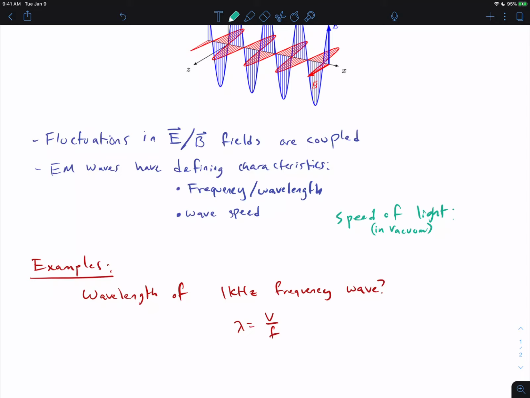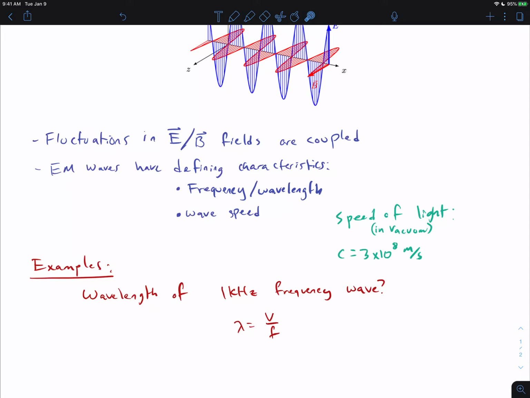The speed of light is 3 times 10 to the 8 meters per second. And I'm going to label this as c. Okay, so this speed of light, we're going to label it as c. This will be the variable for the constant that we use for our speed of light.